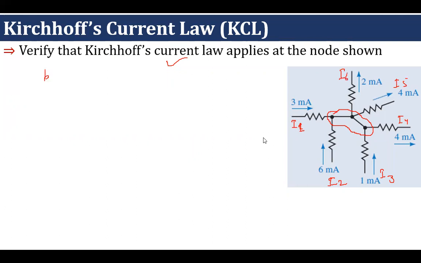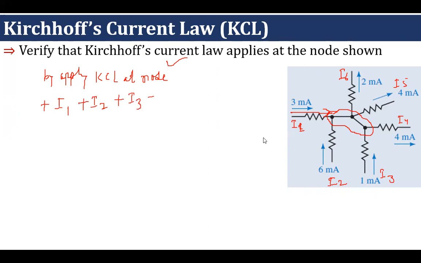So by applying KCL at the node, I1 is the incoming current now, current which is going to the node, and so I will write this as positive. I'm following this convention that whatever current is coming to the node is positive, current going out of the node will be negative. So I will write plus I1. This I2 is also incoming, so plus I2. Then I3 is also incoming, so plus I3.